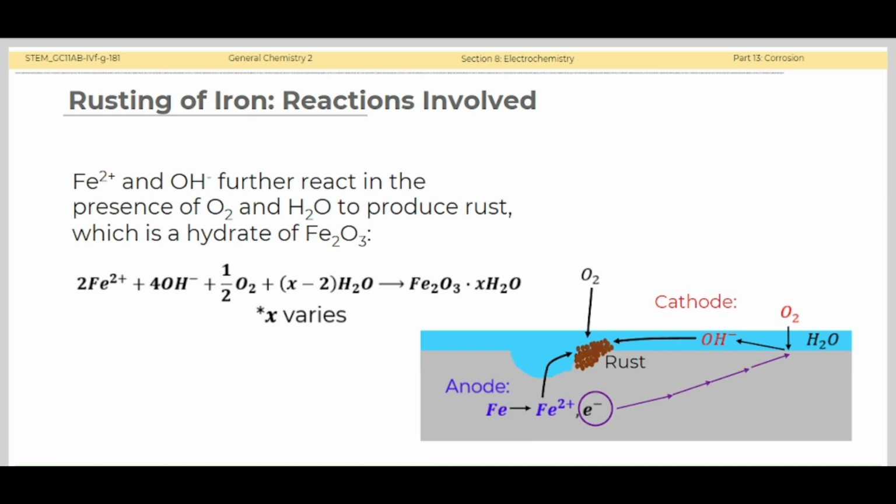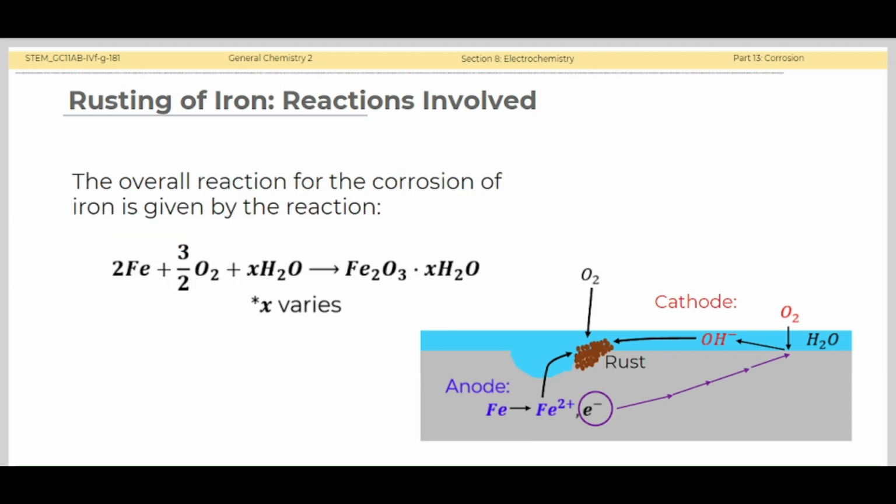Iron 2 and hydroxide ions further react in the presence of oxygen and H2O to produce rust, which is a hydrate of iron 3 oxide. The overall reaction of the corrosion of iron is given by the equation: 2 moles iron plus 3 halves mole oxygen plus X moles water producing iron 3 oxide X hydrate.